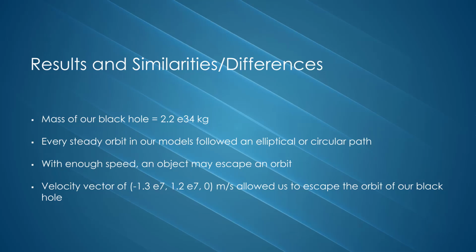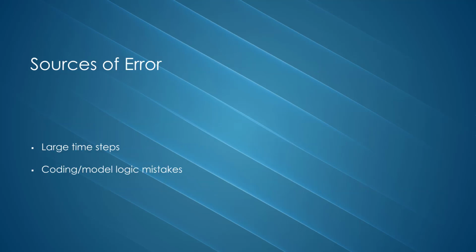In Model 1, we found that the mass of our black hole was 2.2 times 10 to the 34 kilograms. And in Model 2, we found out that if we were going fast enough, we could escape orbit. Some potential sources of error: we could have had smaller time steps, and there is still a potential for some coding or model logic mistakes.